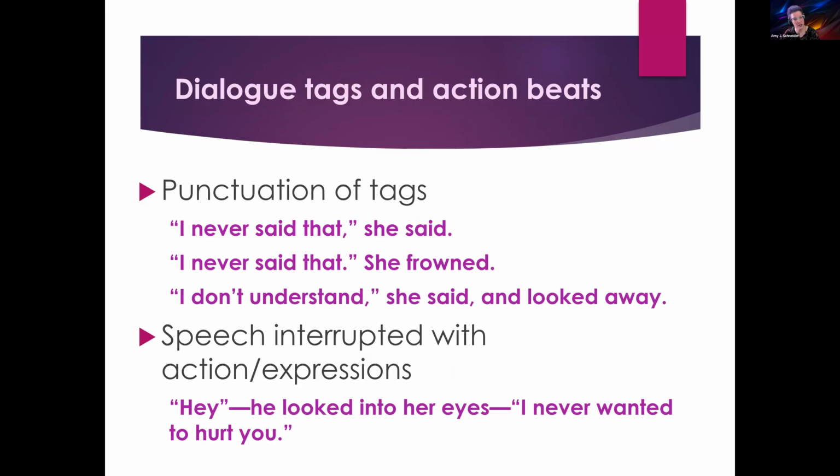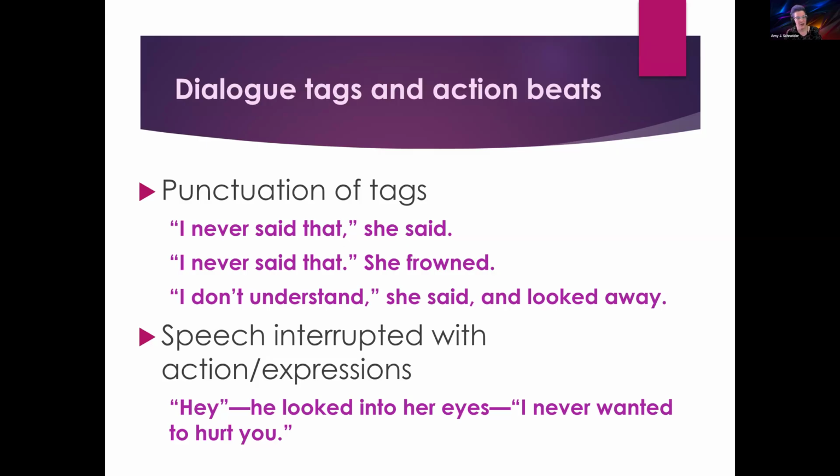Mechanics of dialogue can be tricky. The number one question for authors and new editors is about dialogue tags versus action beats. So a tag is an expression of how something was uttered. So it and the speech form a sentence. So, "I never said that," comma, she said. That's all one sentence. It's a description of what she said. But "I never said that." Period. She frowned. Those are two different actions. We don't frown words. So that's two different things, two sentences, capital S, separate sentence.